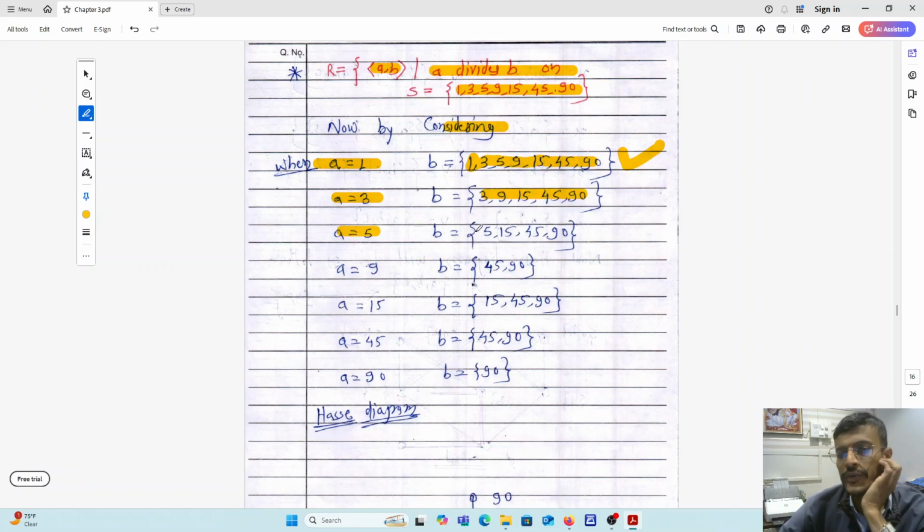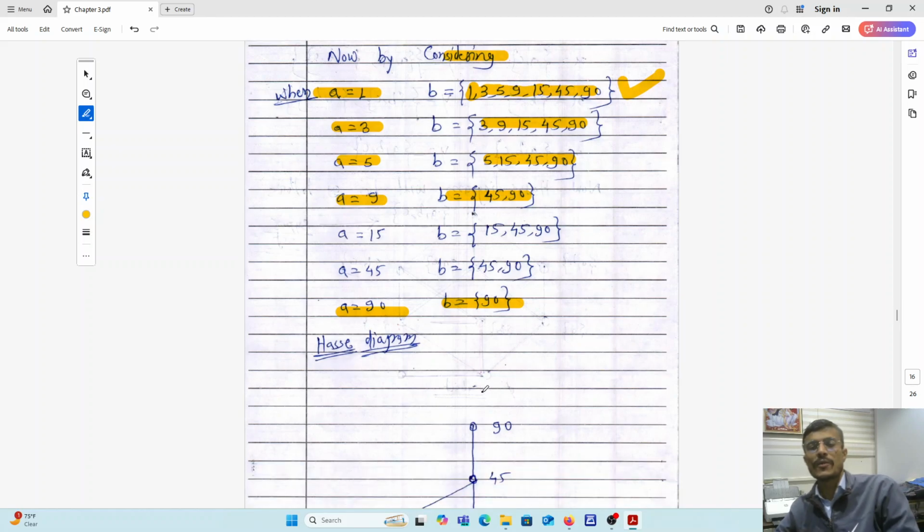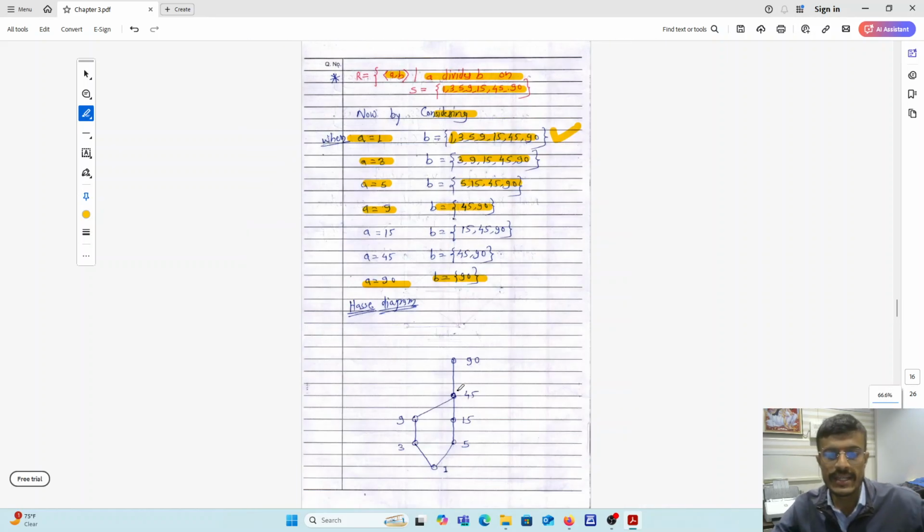Whenever A is equal to 5, it will be divided by 5, 15, 45, 90. Please observe the pattern. It does not divide 1, 3. Likewise, A is equal to 9, B is equal to 45, 90. And likewise, A is equal to 19, B is equal to 90. So finally, you may have got the idea here.